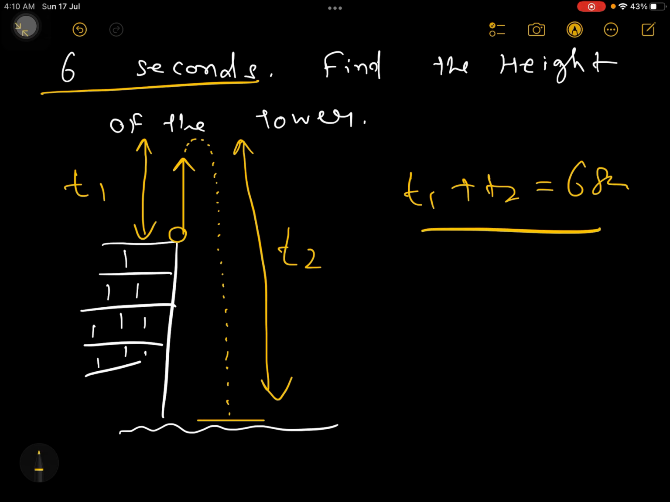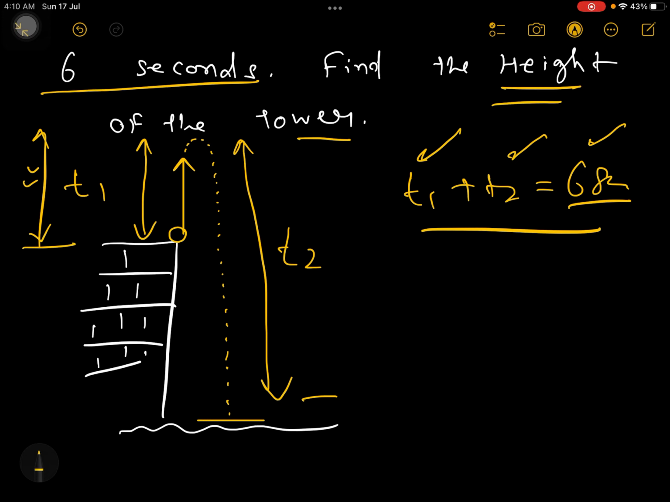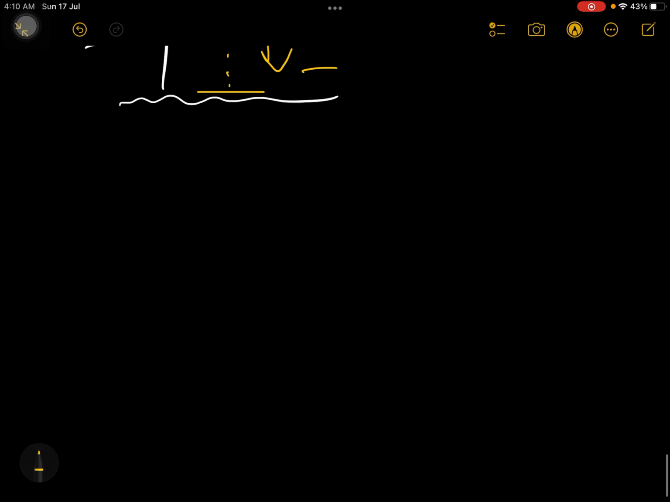But if you don't know the concept the way I am going to explain, how will the student solve? First, the student will solve this part separately, and then this part separately, and then add them to get 6 seconds. This is one way to solve the numerical, which is the lengthiest way. The easiest and best way to solve this numerical is to find the height of the tower.